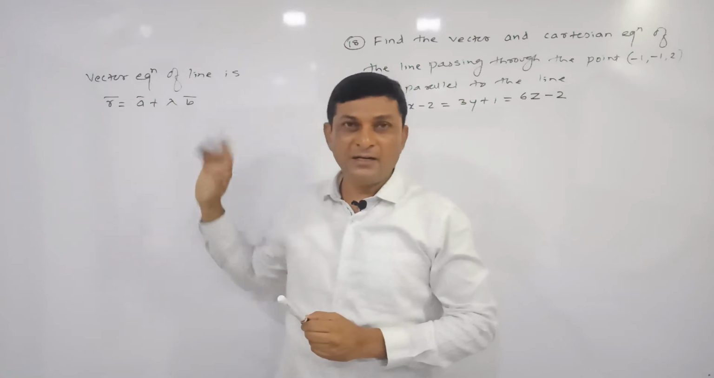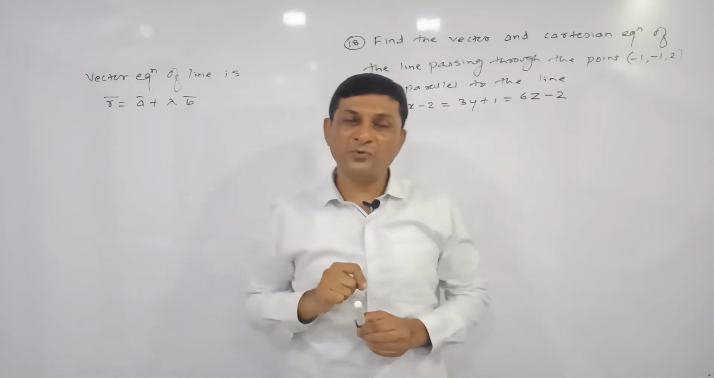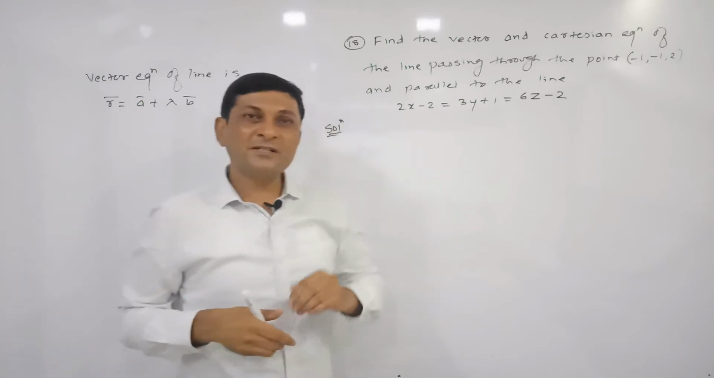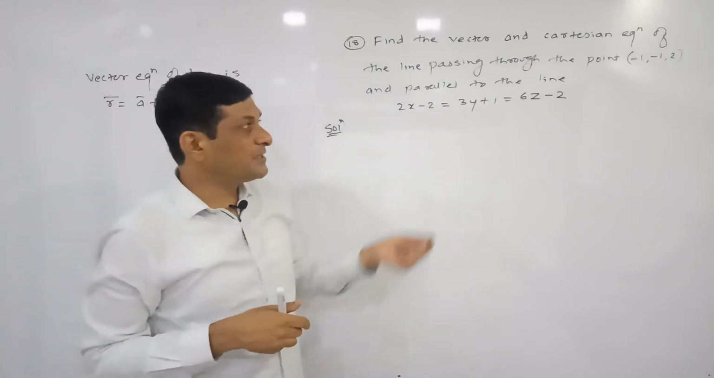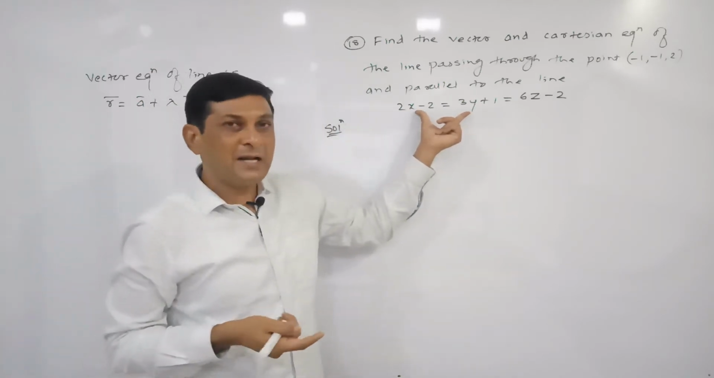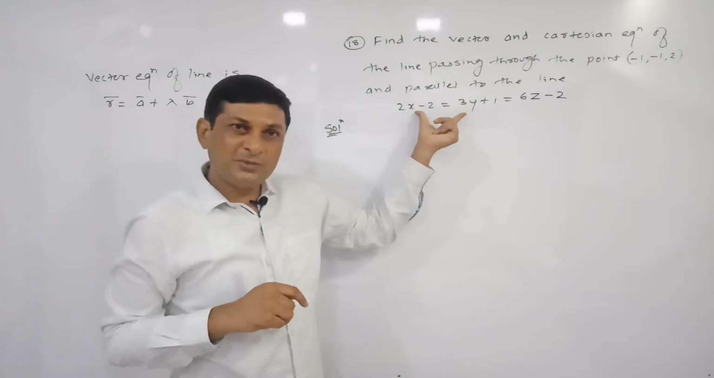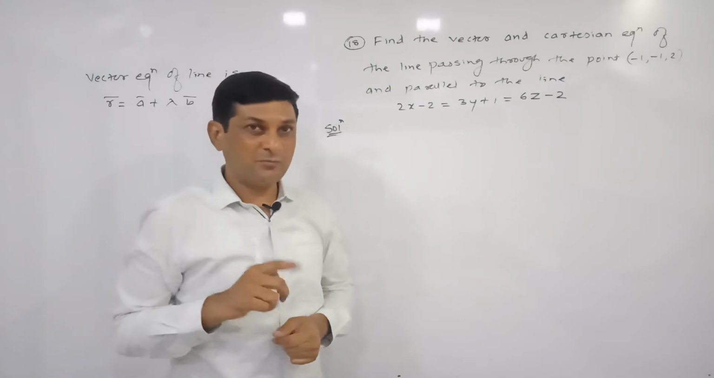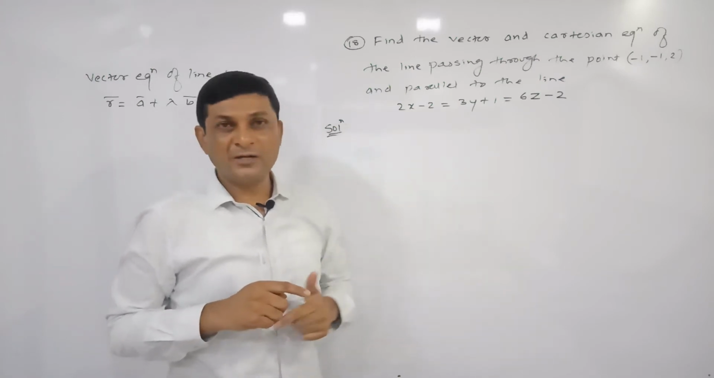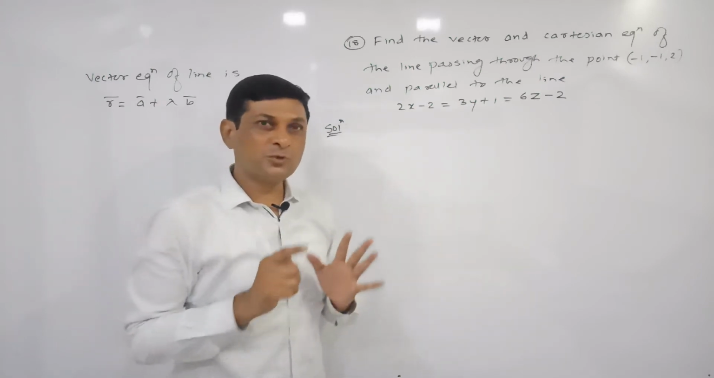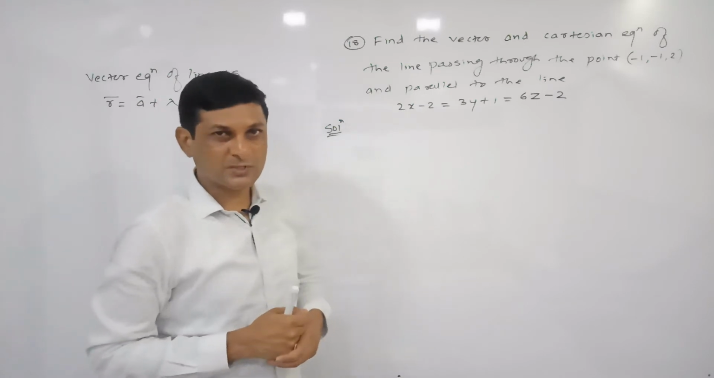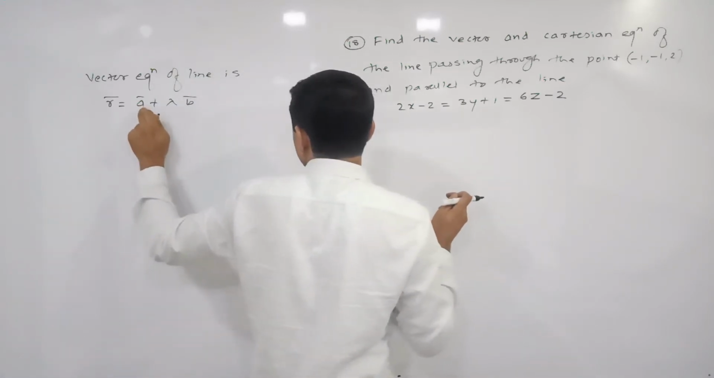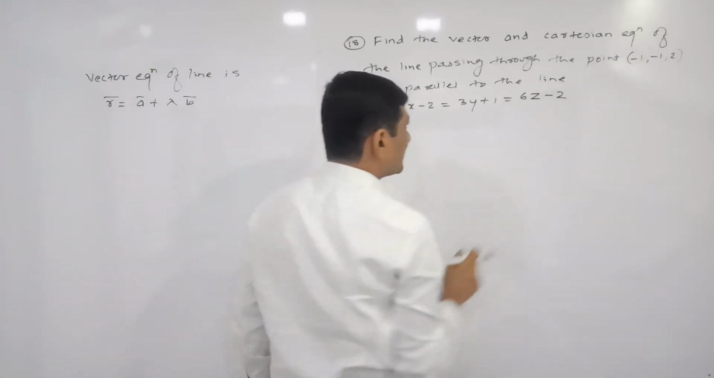a bar. Now, to find the value of b bar, we will require the direction ratios of that line, or a vector parallel to the line. Now, it is given to us that this line is parallel to the required line. So whatever the direction ratios of this line are, they are also the direction ratios of the required line, because this line is parallel to our required line. And we know that if two lines are parallel, direction ratios are equal.